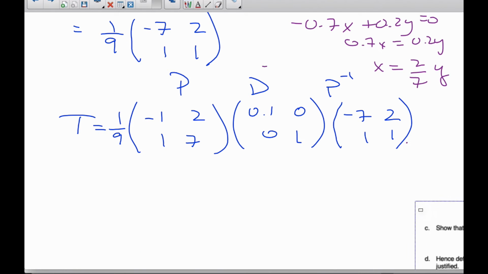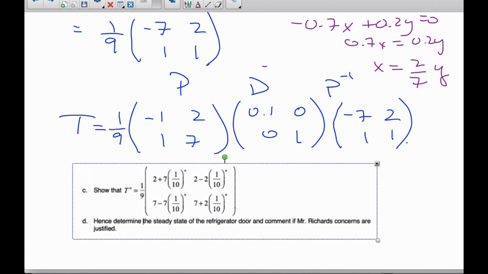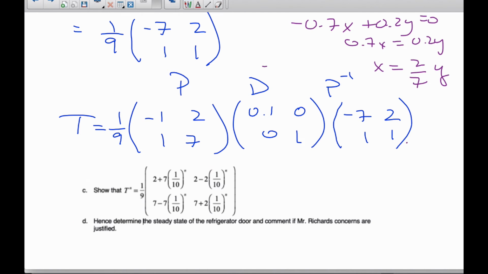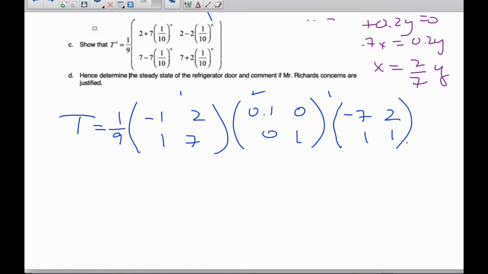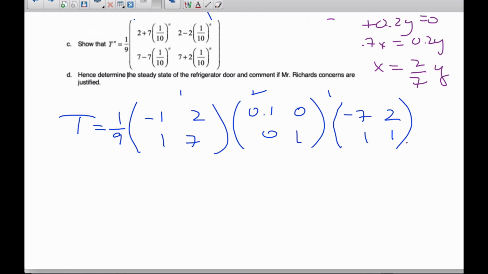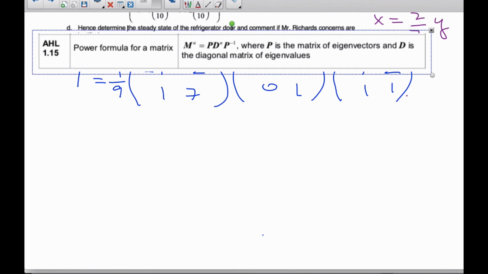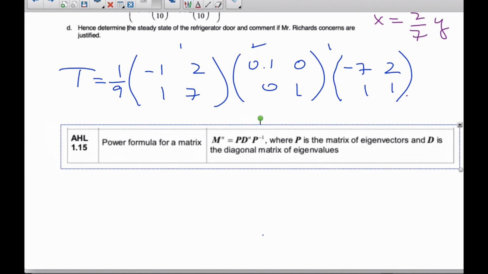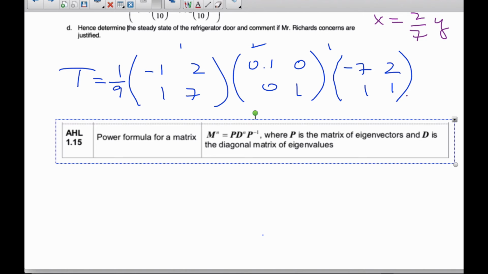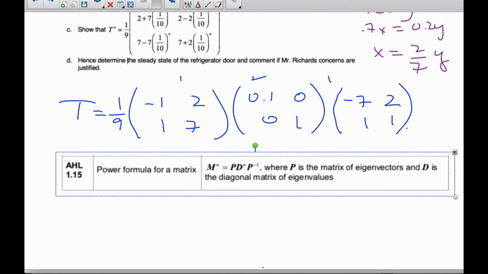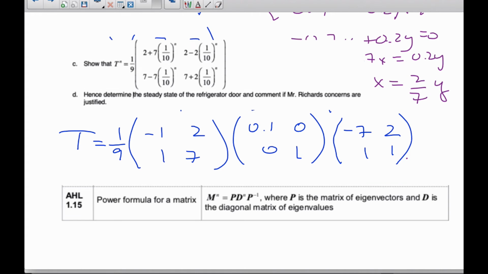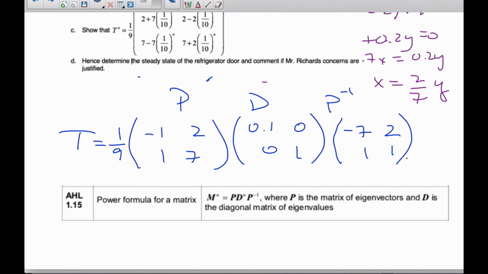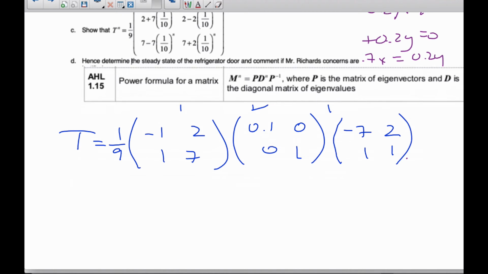Okay, so now moving to the next part, here's the question again, reiterate. Now it says show that T to the power n equals this mess of a matrix. And so I have to take this mess of a matrix and find T to the power n. Well, one of the things I also remember is this particular formula, which is given to me in the formula booklet. So if I want to find T to the power n, I can raise D to the power n, and then do the computation from there.